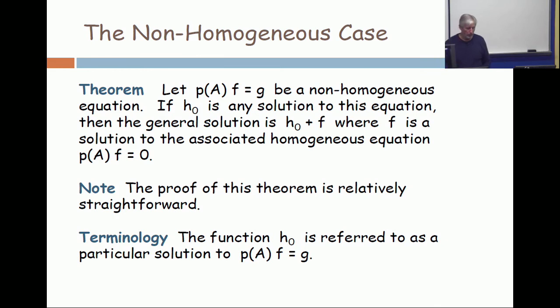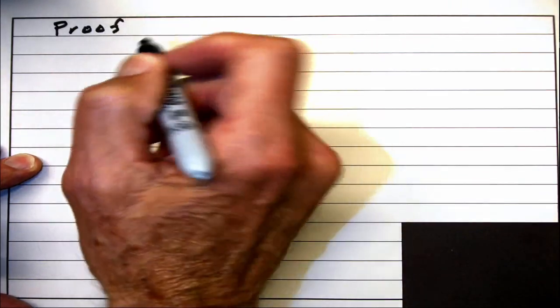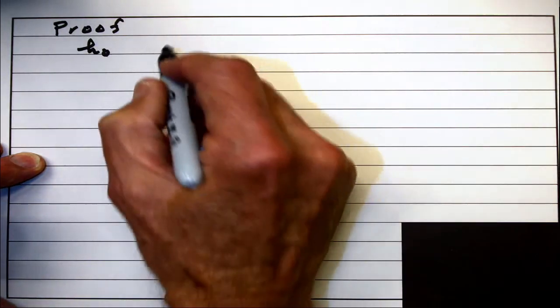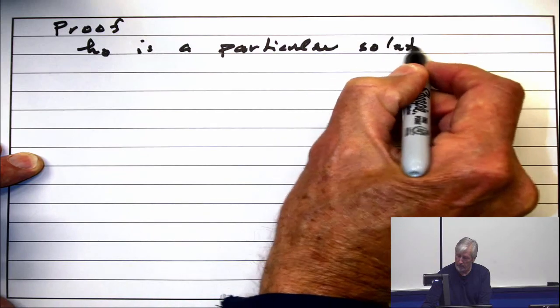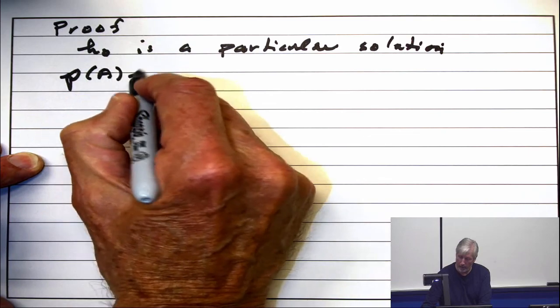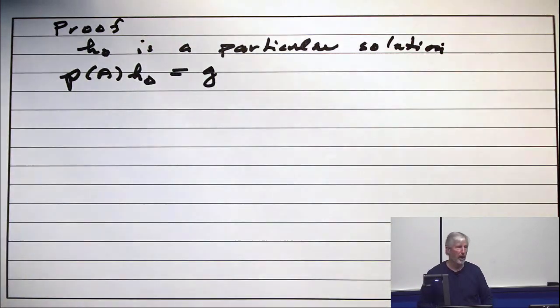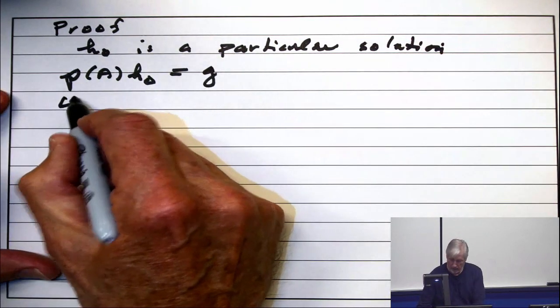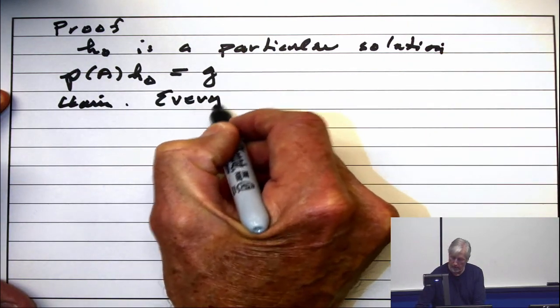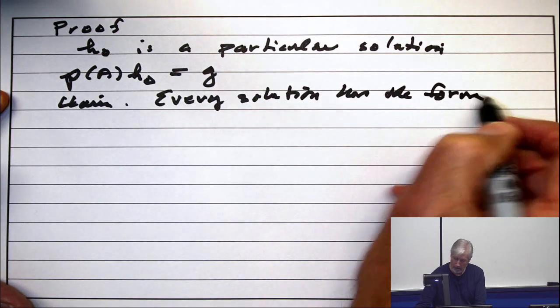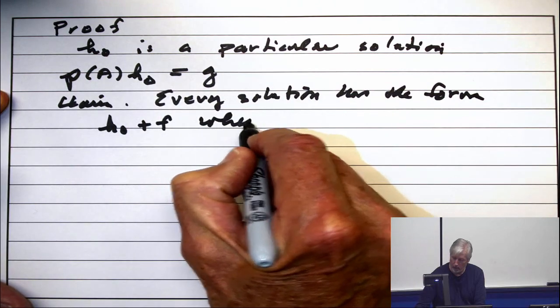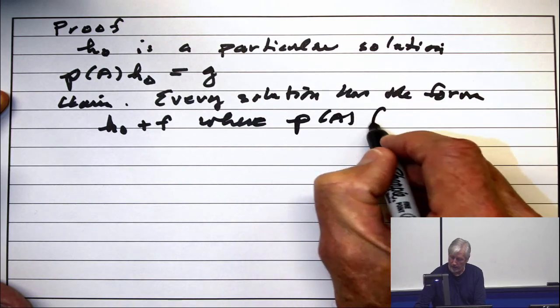Now, I actually want to say something about the proof of this, because as I'm saying on the slide here, this is pretty straightforward. So this is just the idea. So H0 is a particular solution. What does that mean? That means the polynomial in A operating on H0 is the right-hand side G. Then I claim that every solution has the form H0 plus F, where the polynomial in A operating on F is zero.